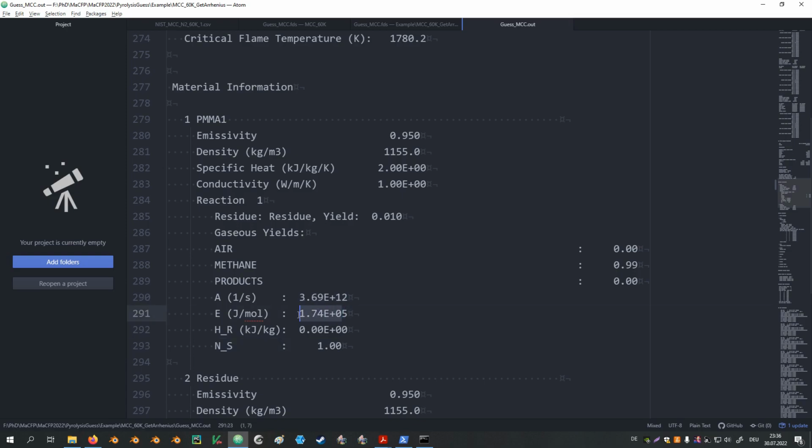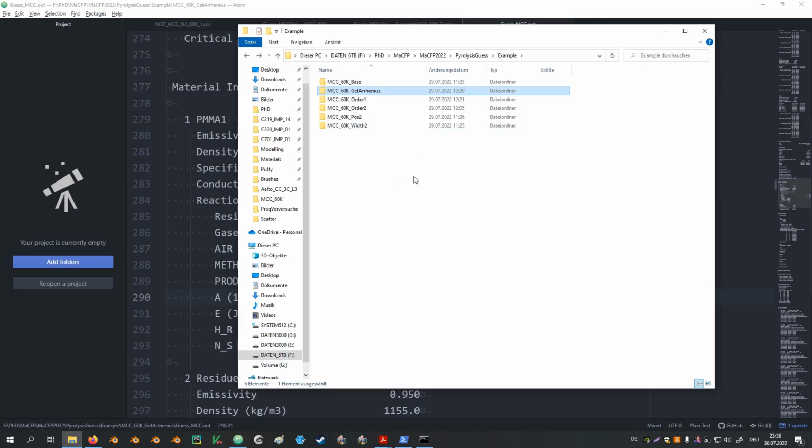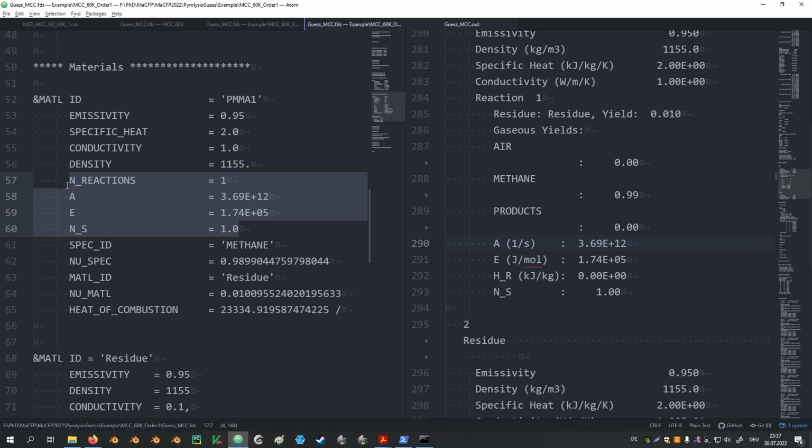We can now copy these two parameters and write them into a new FDS input file. There's another example created here for the order 1. On the left hand side I have the FDS input file, on the right hand side is the out file that we were discussing before. You see that the heating rate, reference temperature and pyrolysis range have been changed to the pre-exponential factor, the activation energy and the reaction order. And you also see that the values for these parameters are just copied over from the out file.